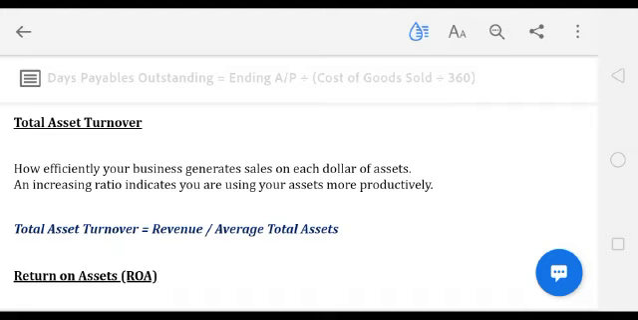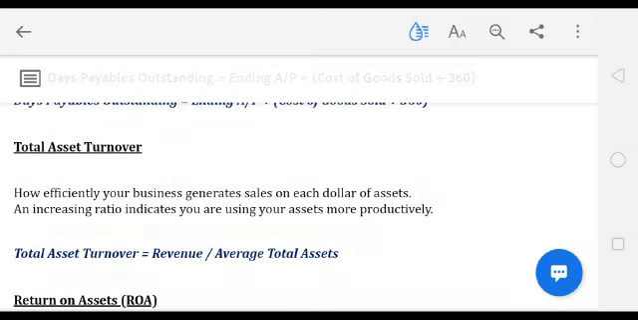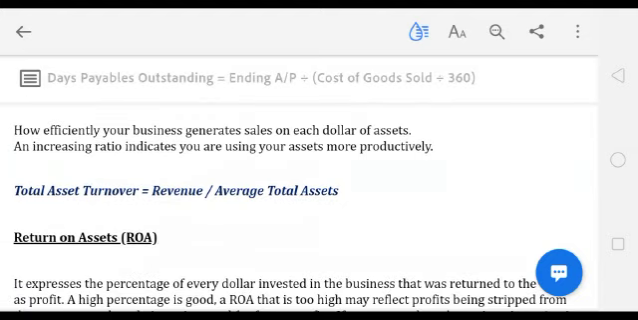Now the next one is total asset turnover, which is again an important formula. It determines how efficiently your business generates sales on each dollar of assets. An increasing ratio indicates you are using your assets more productively. The formula for calculating asset turnover is dividing revenue by average total assets.